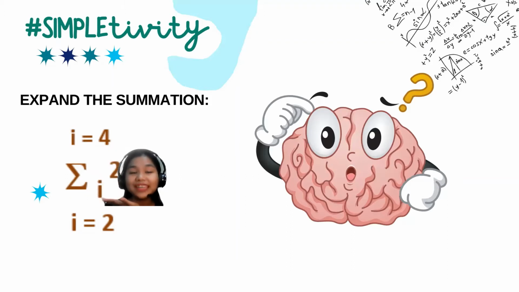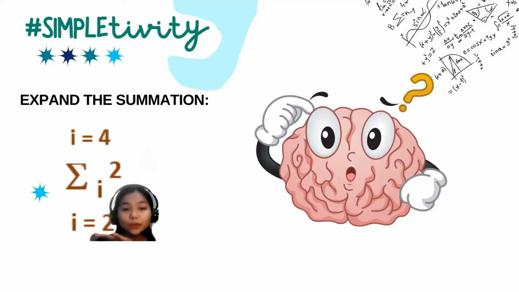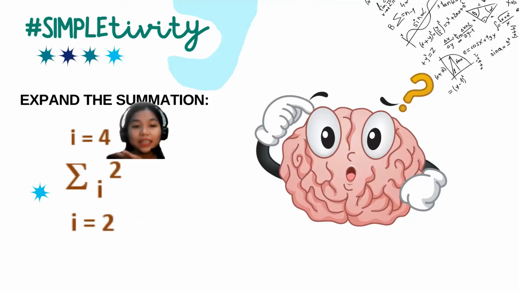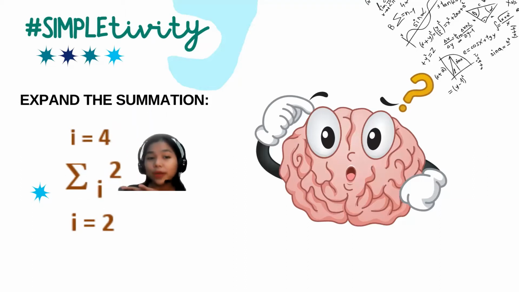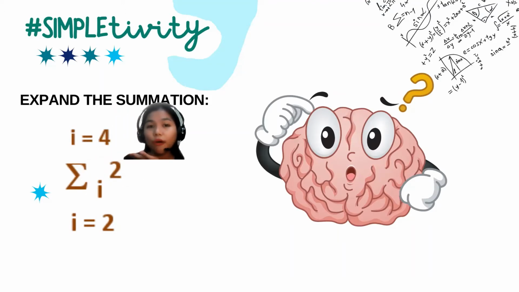Or the other way of reading this is summation of i squared, which is i is equal to 2 to i is equal to 4. Again, summation of i squared from i equals 2 to i equals 4. I hope you could already master reading summation notations, or reading these different notations.